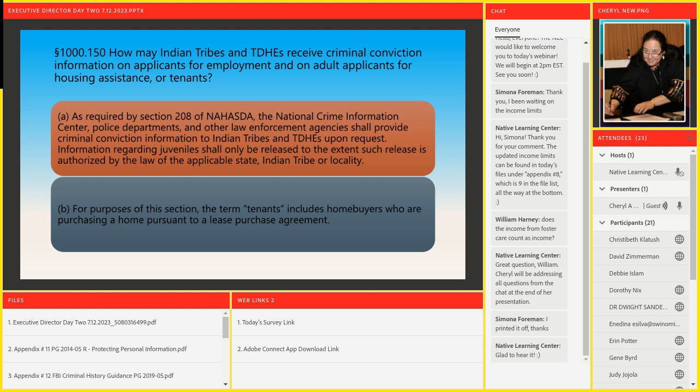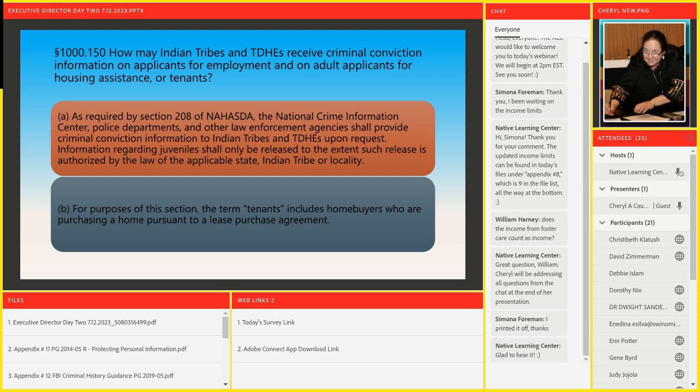Kept the proof with the application right there that they had asked to come into housing, and that was stapled to that and noted the need for what it was used for, and then you actually destroy that record. Okay, there's very strict rules, and at one time I used to have to go through a state police audit to be able to do that. That's very, very private information. Okay, for the purposes of this section, the term tenant includes home buyers who are purchasing a home pursuant to a lease purchase agreement.